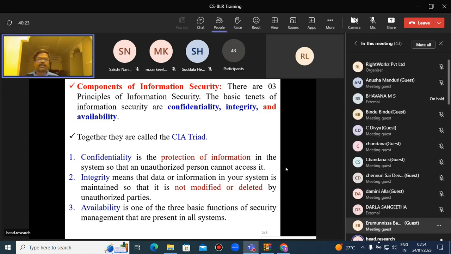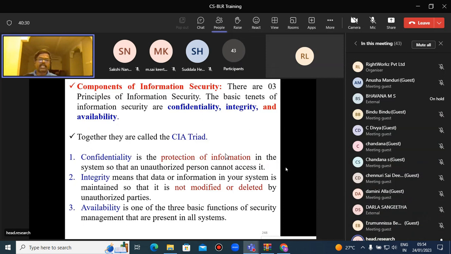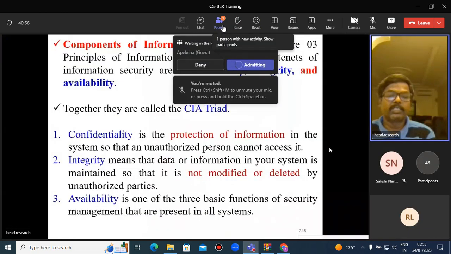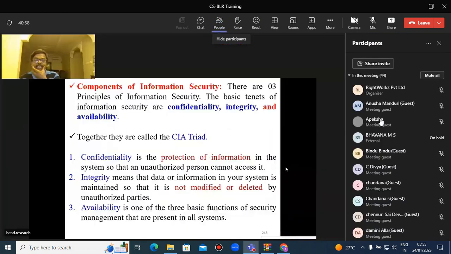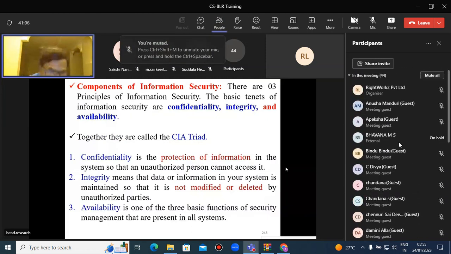Confidentiality is one of the principles of information security. It is the protection of information in the system so that an unauthorized person cannot access it unless you are authorized. Integrity means that data or information in your system is maintained so that it is not modified or deleted by unauthorized parties. Availability is one of the basic functions of security management present in all systems. Confidentiality means protection of information. Integrity means you cannot modify the data unless you are an authorized person.